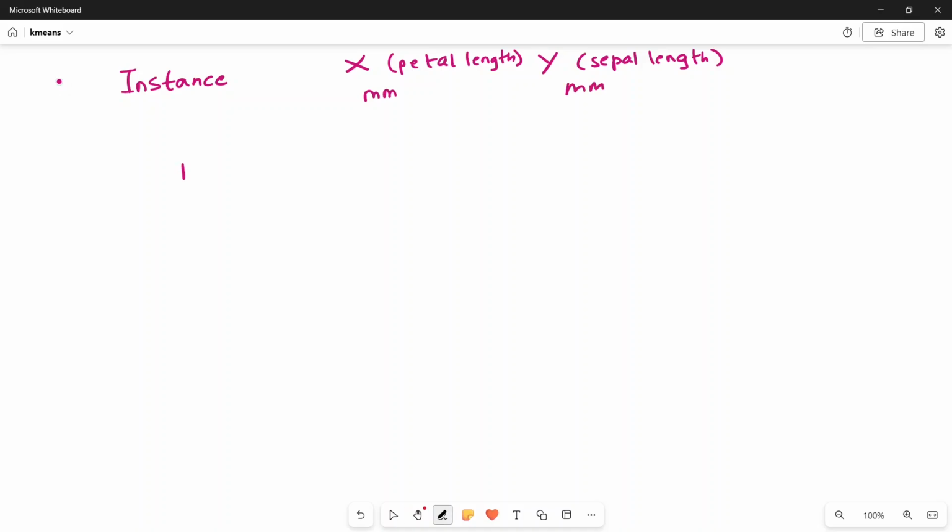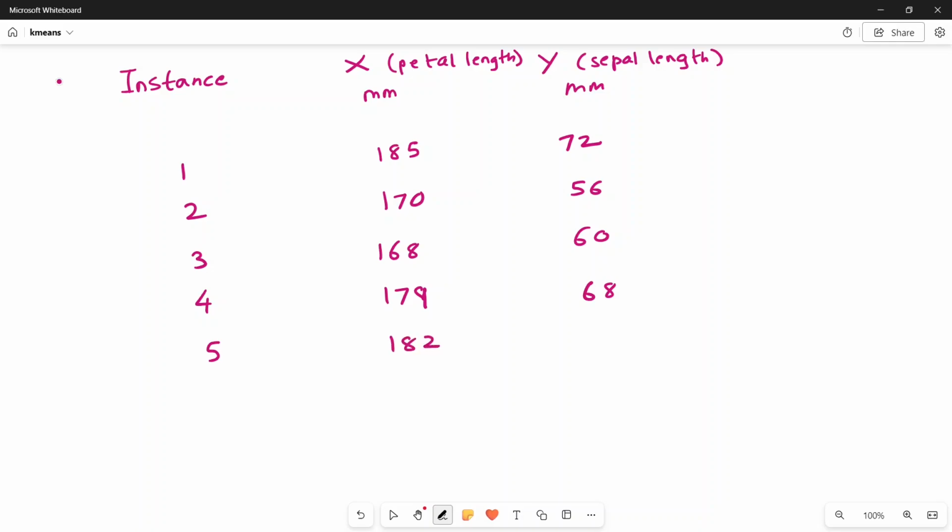Let's say the first instance has petal length as 185 millimeter and sepal length as 72 millimeter. Second one has 170 and 56. Third one has, let's say, 168 and 60. Fourth one has 179 and 68. Fifth one is 182 and 72. Sixth one is, let's say, 188 and 77.